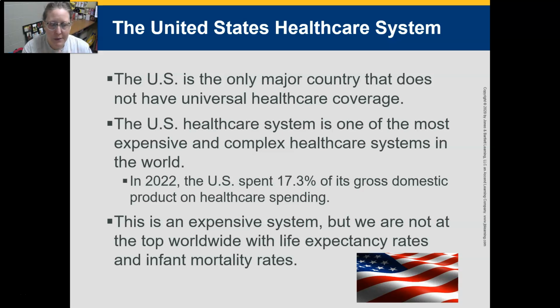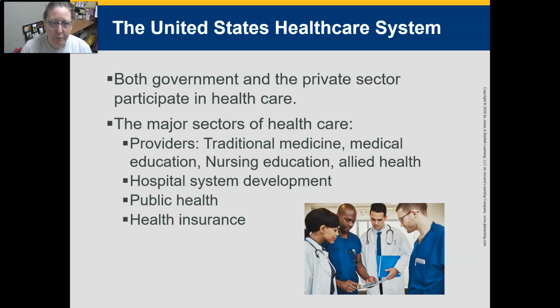So we have an expensive system, and you think with an expensive system we would have the best of everything, but that is not the case. We do not have the best life expectancy. We do not have the best infant mortality rate. And so what are we spending our money on, and what are we getting in our healthcare system, is part of what we're going to look at in this course.